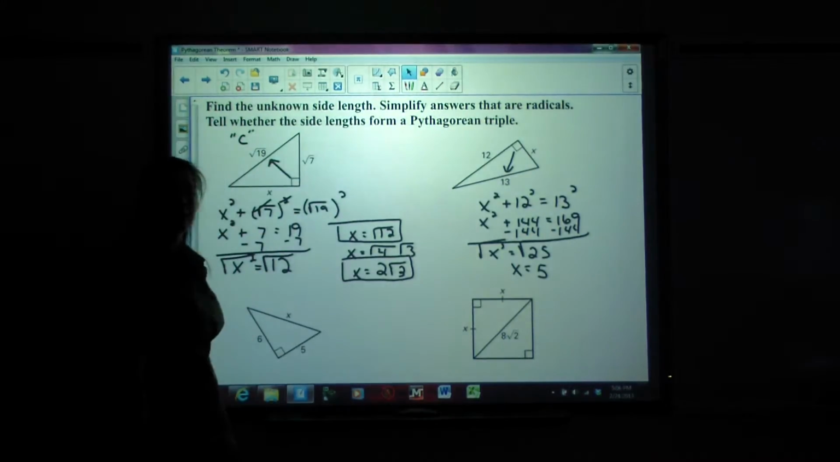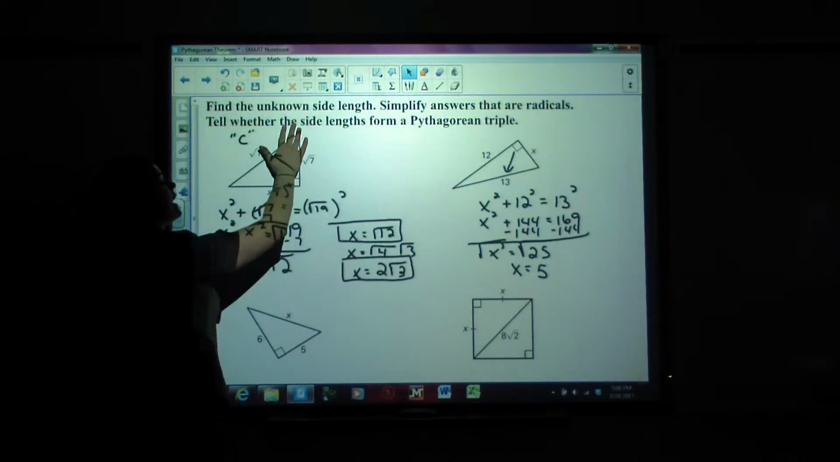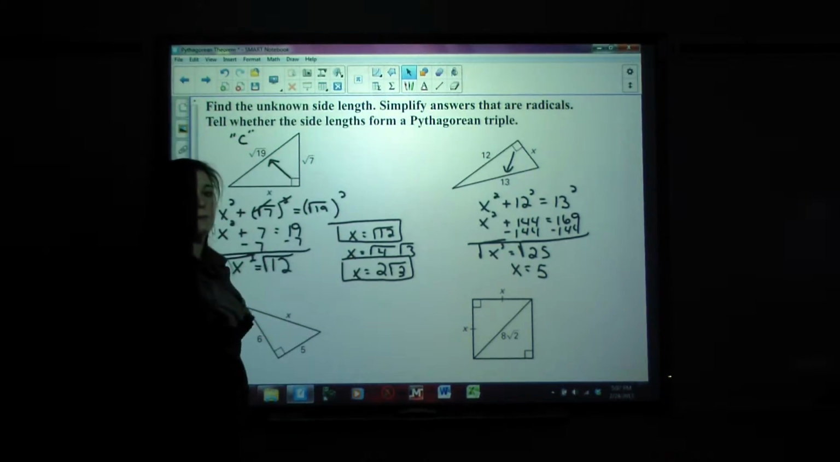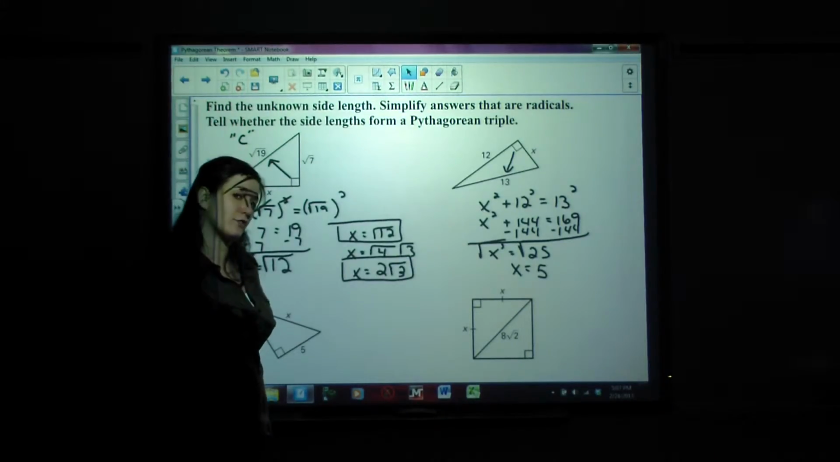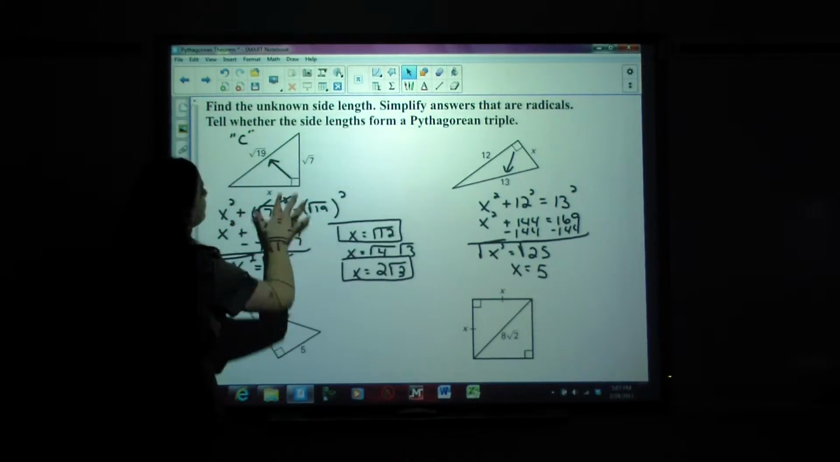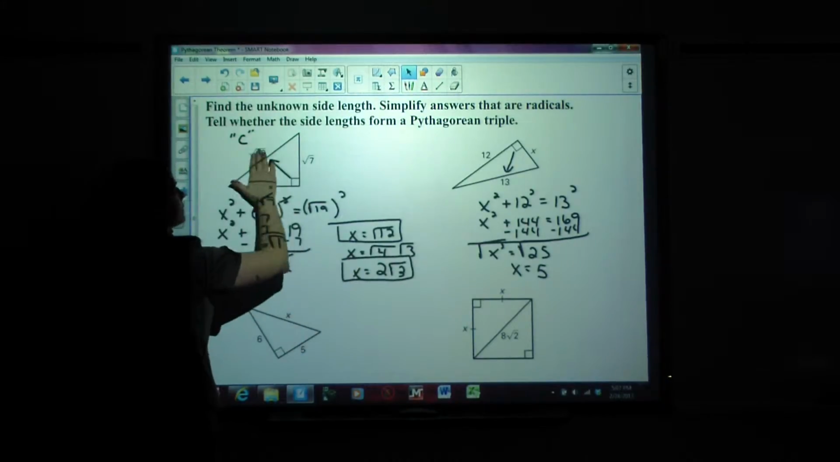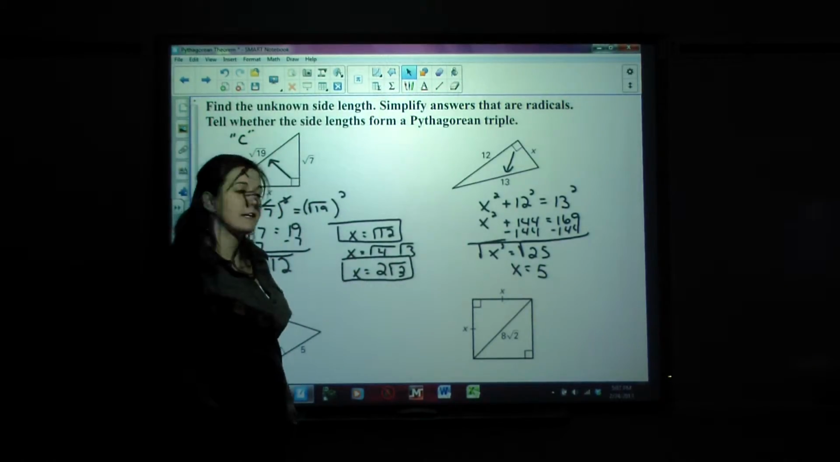So, I need to backtrack a little bit. We had an added direction that wanted to know, are they Pythagorean triples? That's just an extra definition, a little bonus for you. If you notice in this one, the answer would be no because we have square roots. We don't just have nice integers.